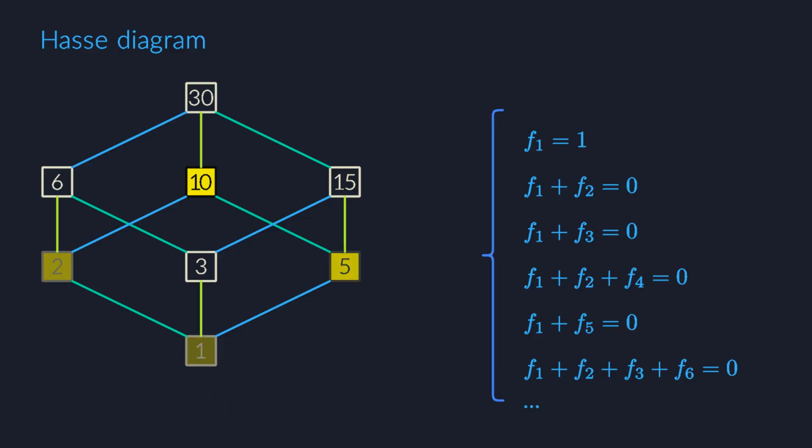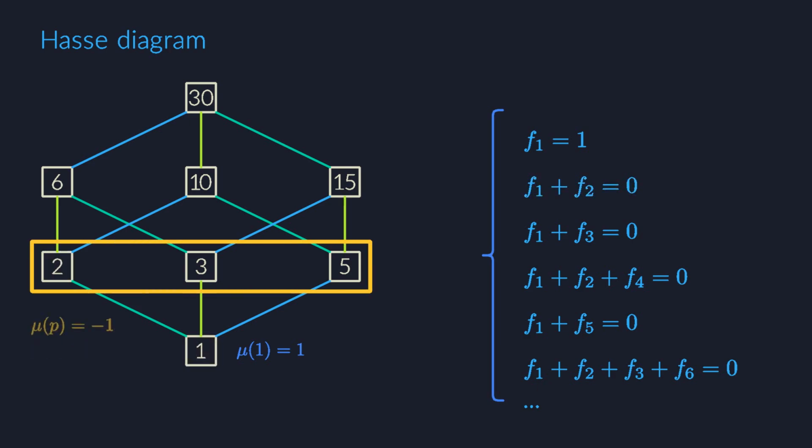We already established that mu of 1 should be 1. For the prime factor 2, the mu values in its diamond must add up to 0. Since we already have a value of 1 below it, the mu value for 2 itself should be minus 1 to compensate. That's how we end up with a total of 0. The same goes for the other prime factors, 3 and 5. Mu should map them all to -1.